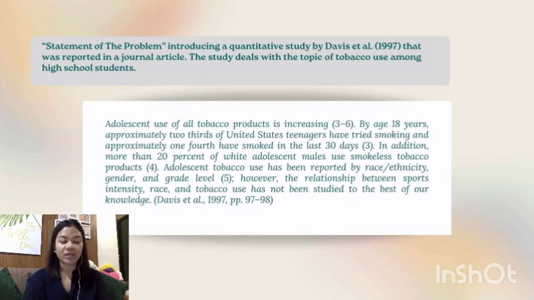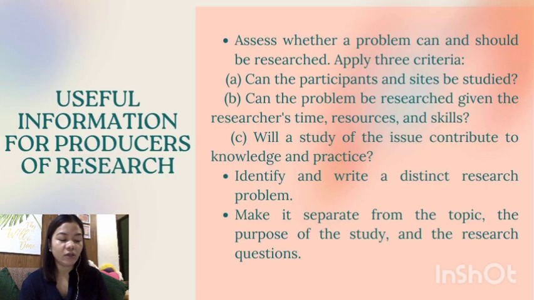So it is a quantitative kind of survey or gathering of data, asking questions and referring to students. So it's a wide range group of students at school. And Davis in 1997 did the survey, a quantitative kind of gathering data survey. So to continue, we're going to discuss the useful information for producers of research.